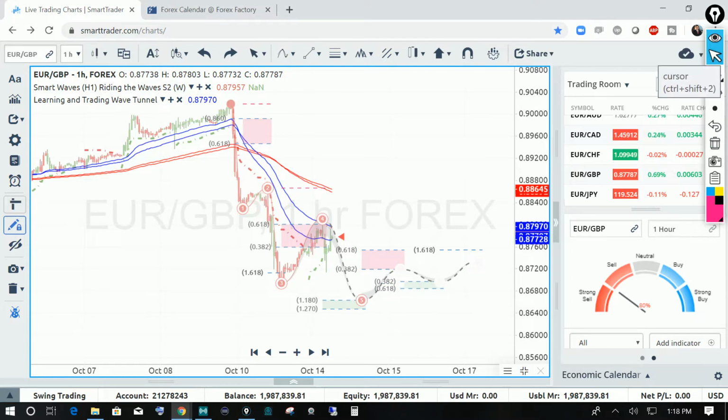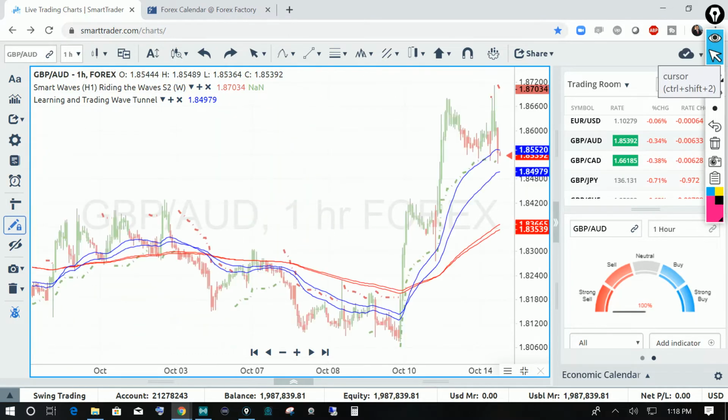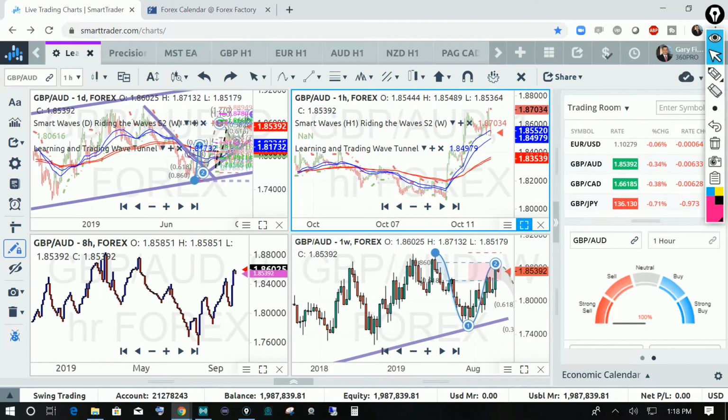Let's take a look and see what else we've got here. All right, we've got another currency pair. Let's go to pound Aussie. All right, let's move to pound Aussie here. Take a look at pound Aussie. Now I'm going to move to the daily time frame.